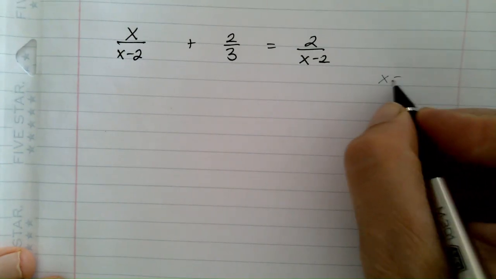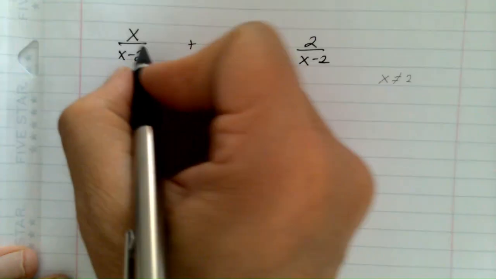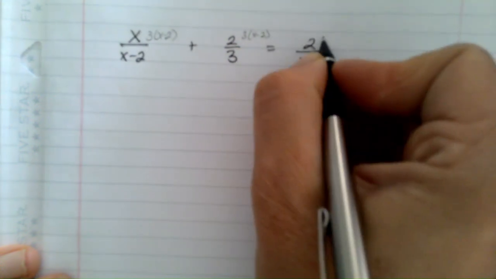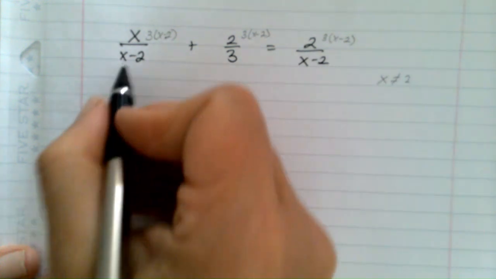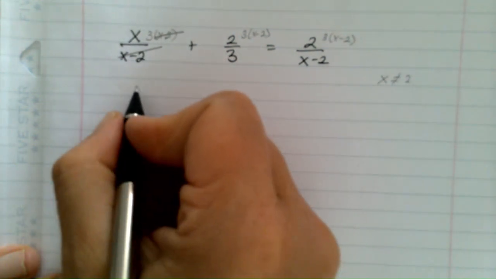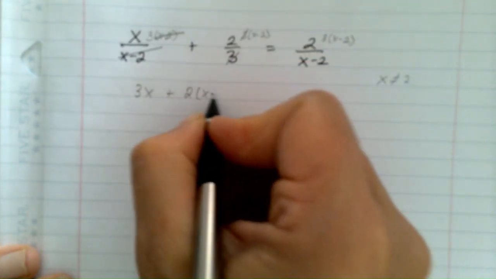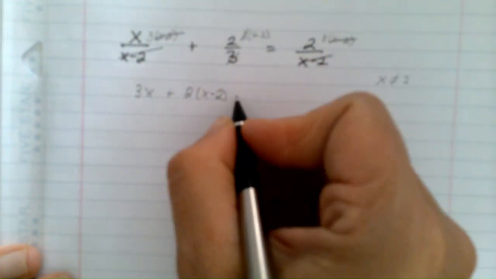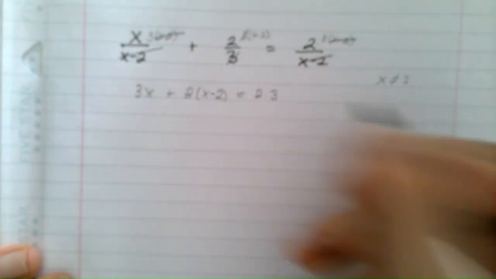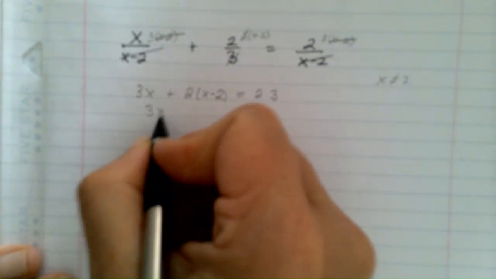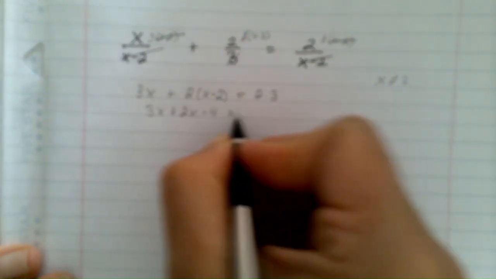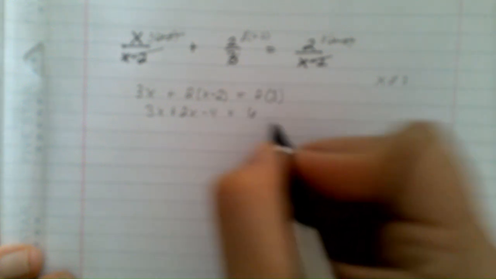Okay. See if we can shorthand a little bit more now. We know that x cannot be 2 because that would cause a domain error. Multiply by 3x minus 2 because everything was already factored in prime. X minus 2's would cancel out, leaving us with 3x. The 3's would cancel out, leaving us with 2 times x minus 2. And the x minus 2's would cancel out, leaving us with 2 times 3. So we have 3x plus 2x minus 4 equals, I should have used parentheses there, that would have been better, 6.